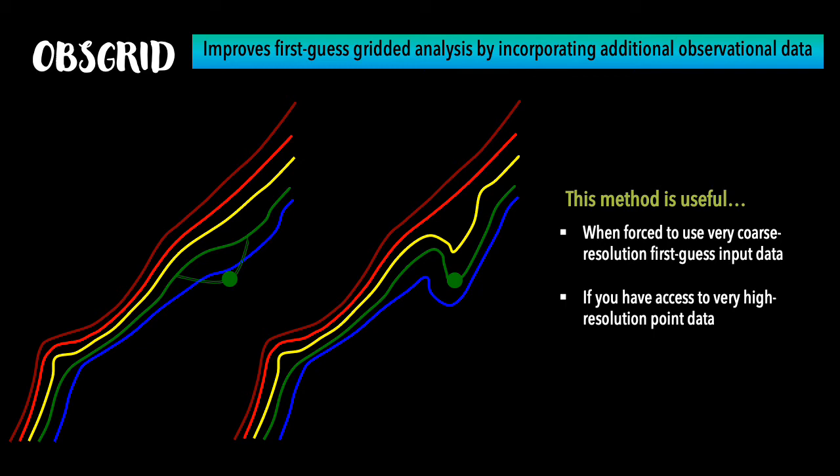It's likely the ObsGrid program will not be something you need. Traditionally, first guess analysis came from low resolution global analysis and forecast grids. These days, higher resolution regional scale analyses are more readily available. It can be useful, however, if, for whatever reason, you must use some sort of older, very coarse data, or if you have access to some very high resolution point data. For example, if you conducted a field campaign and gathered a great deal of very high resolution data, you'll want to incorporate that into your simulations.